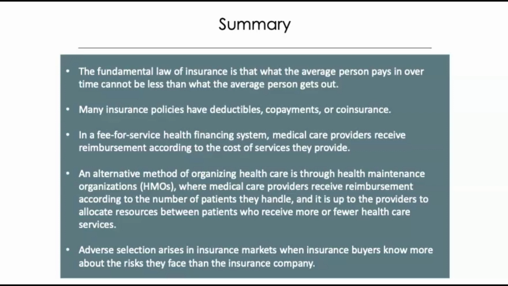Adverse selection arises in insurance markets when insurance buyers know more about the risks they face than the insurance company. So that's when the buyer knows more about themselves than the insurance company. So, as I said earlier, previous family health history is a major factor for insurance companies.